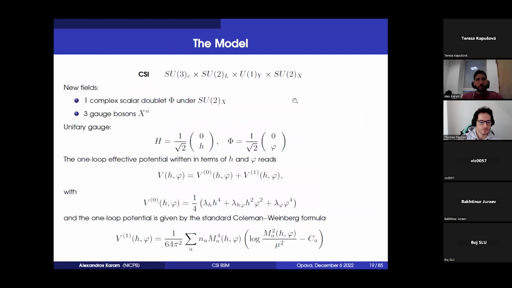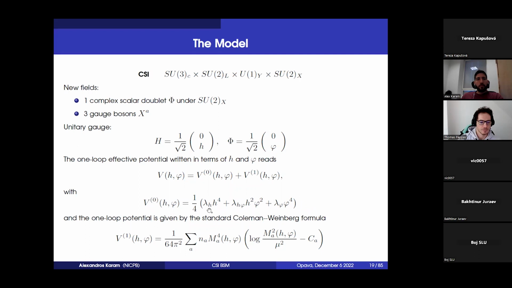So we studied the classical scale invariant standard model cross SU2 gauge group. The new fields are one complex scalar doublet phi under the SU2 and three gauge bosons X. In the unitary gauge, we can write our fields like this. And the one loop effective potential in terms of H and var phi has this form, where this is the tree-level part.